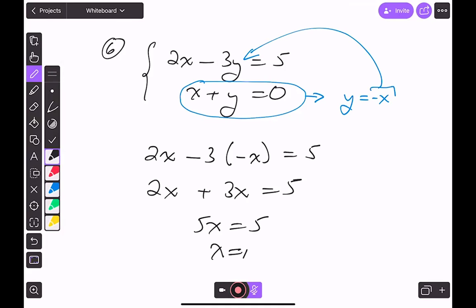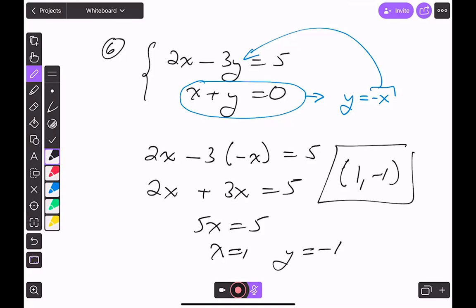Now what do I do? Plug it in somewhere. Now where's the easiest place to plug it in? And again, I want to point this out to you. It's pretty easy over here. Plug it in there. What would y be? The opposite of x. I'll write that down for you. So y would be the opposite of x, which would be minus 1. What's the ordered pair? 1 comma minus 1. Look at the answer key, and you're certainly staring at that. You could also check that.